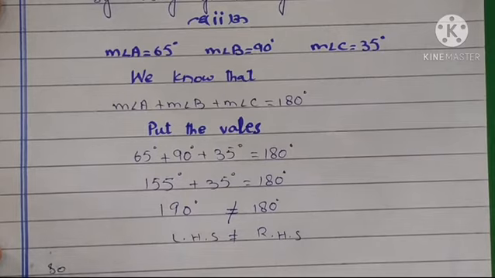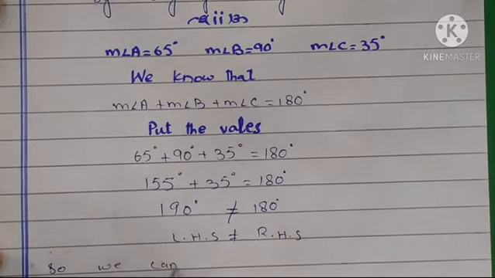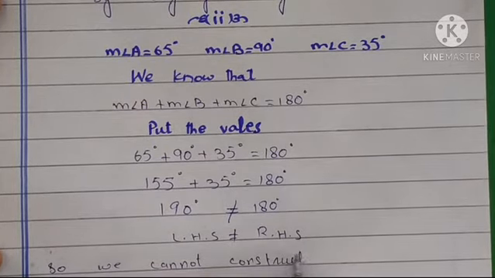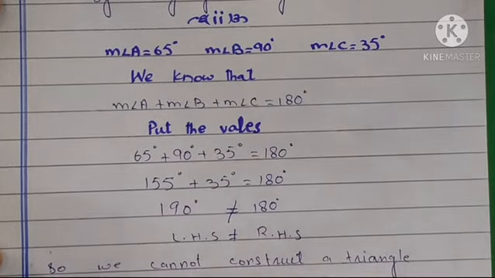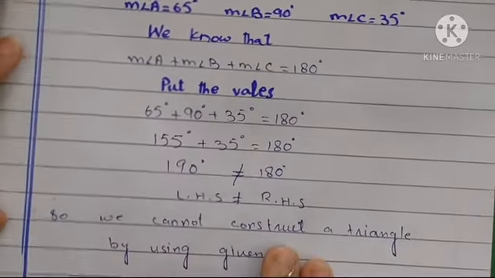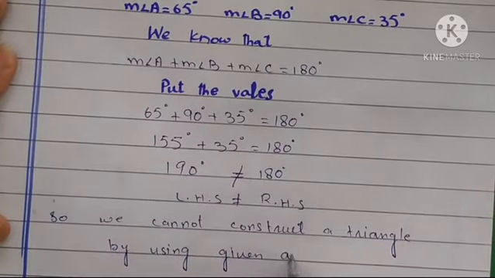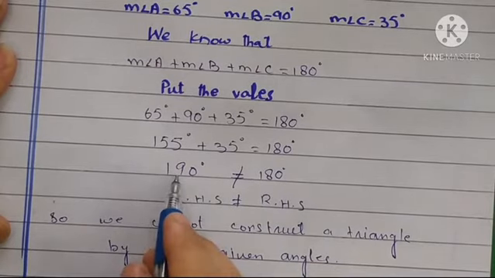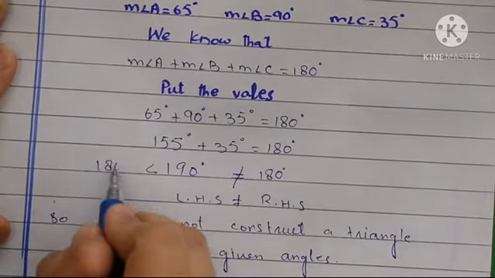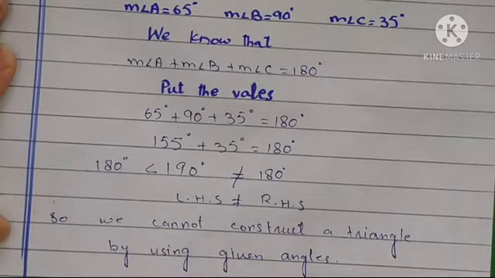The result which we get is that we cannot construct a triangle by using the given angles, because 190 is greater than 180 degrees. Clear?